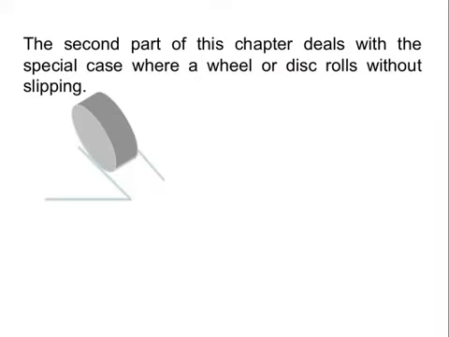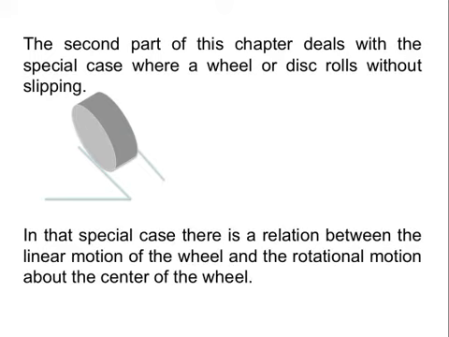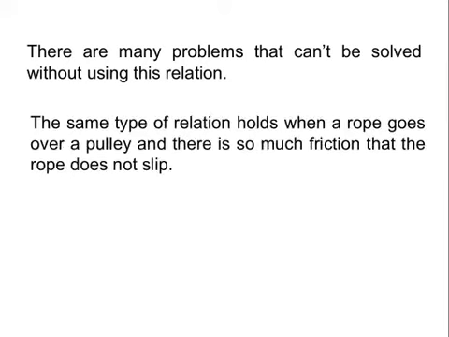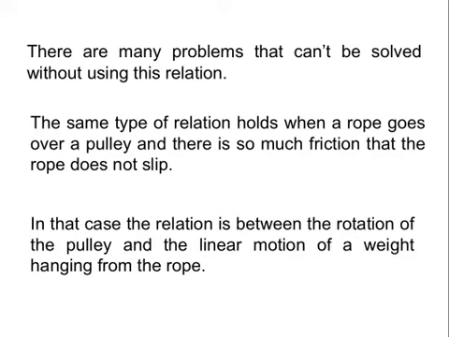The second part of this chapter deals with the special case of a wheel or disc rolling without slipping. In that case, there is a relation between the linear motion of the wheel and the rotational motion about the center of the wheel. There are many problems that can't be solved without using this relation. The same type of relation holds when a rope goes over a pulley and there is so much friction that the rope does not slip. In that case, the relation is between the rotation of the pulley and the linear motion of a weight hanging from the rope.